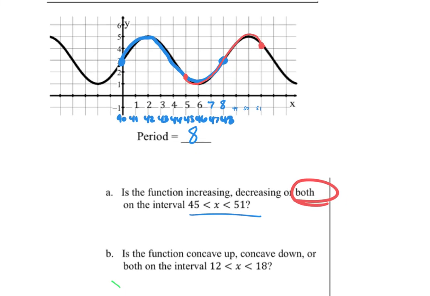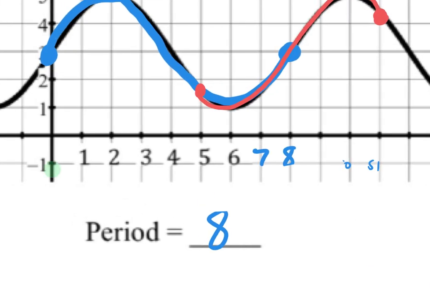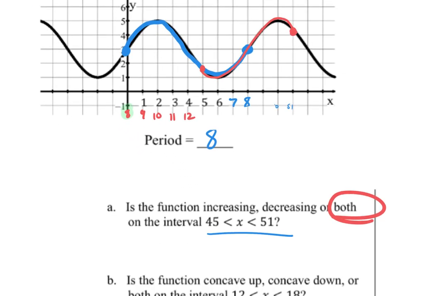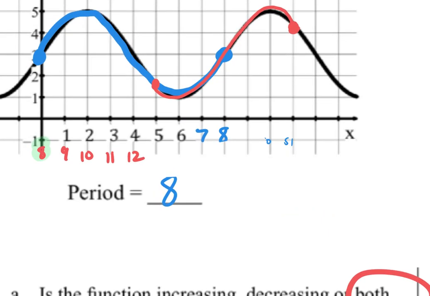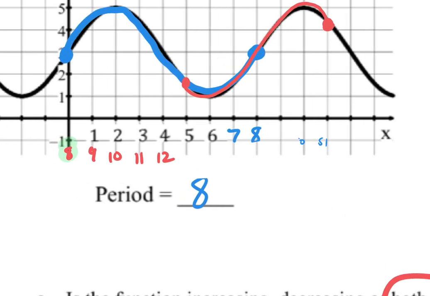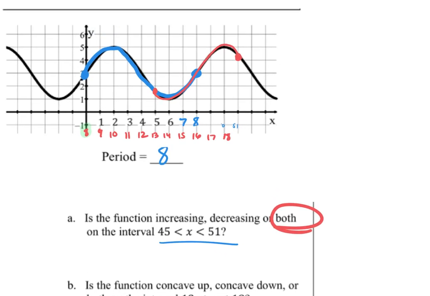The next part says from 12 to 18. So before the 12, 8. Let me erase this. This is 8, 9, 10, 11, 12. So I want to go from 8 to 12. No, sorry, from 12 to 18. I should have kept going. 12, 13, 14, 15, 16, 17, 18. So I'm going from 12 to 18.